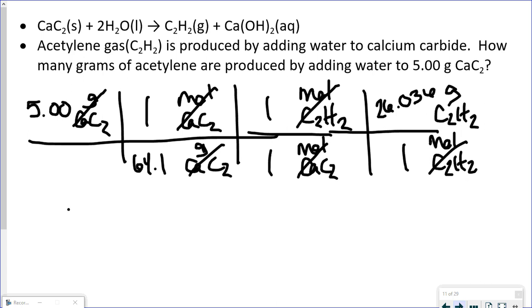So now we can simply put this in the calculator. So we have 5 grams. We're going to end up dividing by 64.1 and multiplying by 26.036. So our grams answer that our calculator gives us, and because we have 3 digits in our original number, we need to round to 3 digits. It's going to be 2.03 grams of acetylene. Let's keep going.